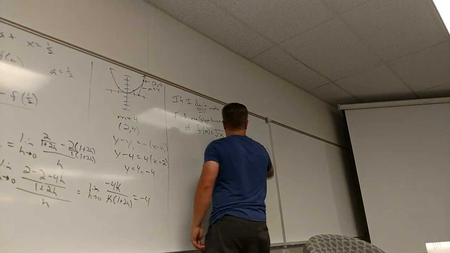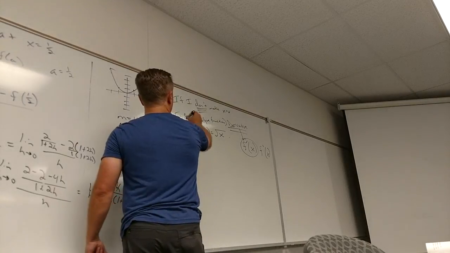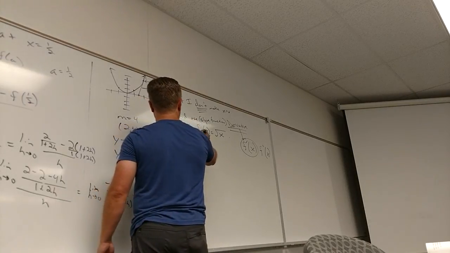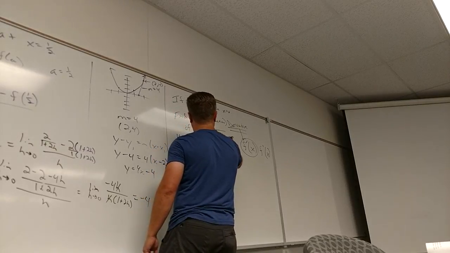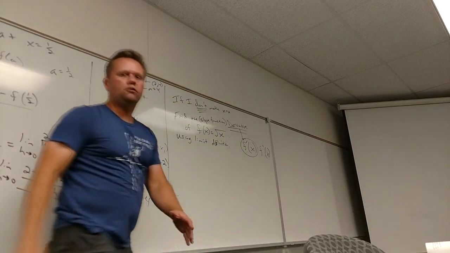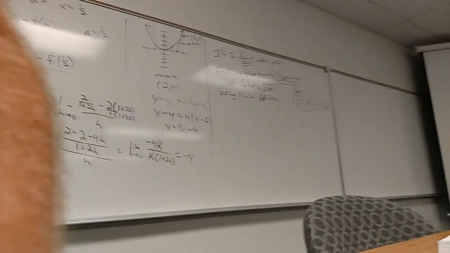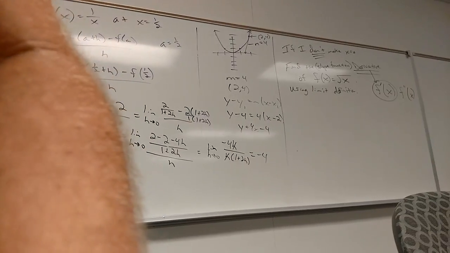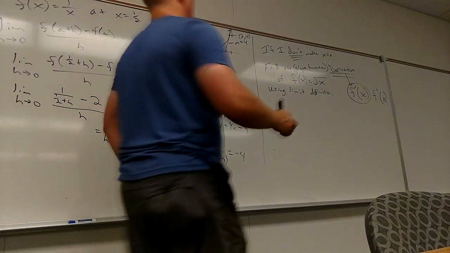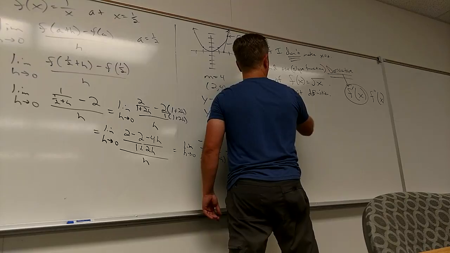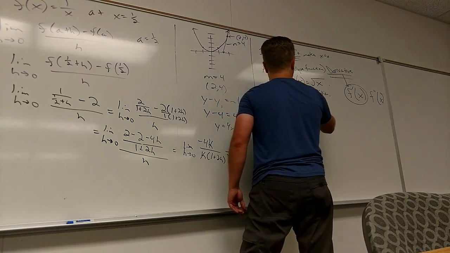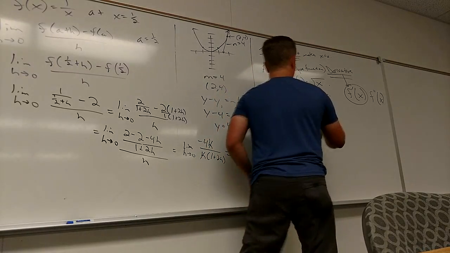So this is what I'm going to focus on right now. So using the limit definition, we're still doing that. So to do that, I just don't use a's. I just use x. So I'd say the limit, as h goes to 0, f of x plus h minus f of x all over h.